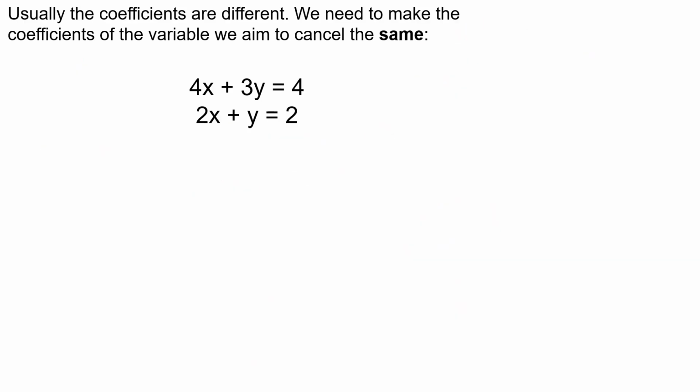Usually, the coefficients of our variables are both going to be different. We need to make the coefficients of one variable the same so we can cancel.